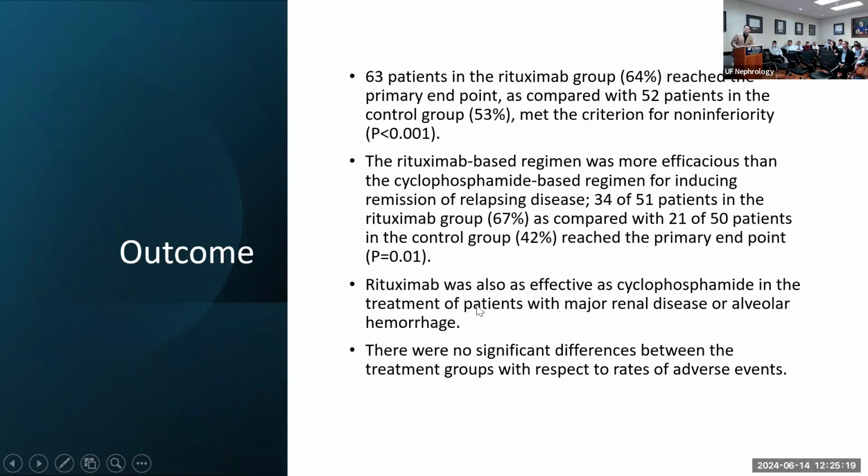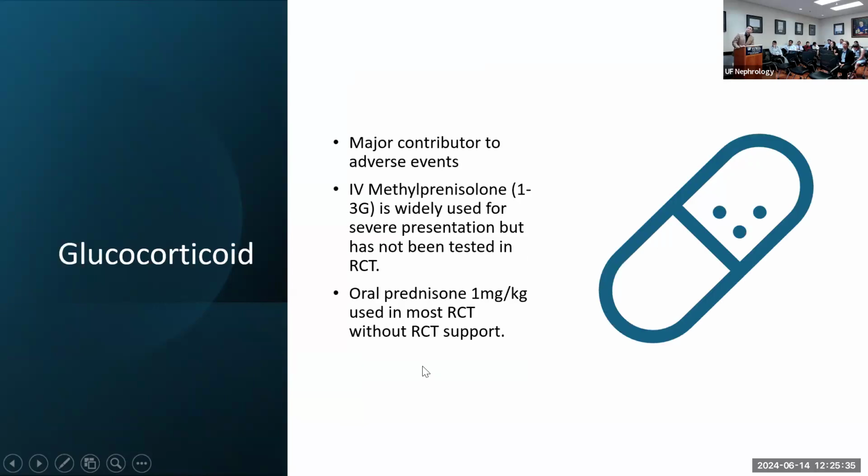Rituximab was also as effective as cyclophosphamide in treating major renal disease or alveolar hemorrhage. And there's no significant difference between treatment groups in respiratory and other adverse events. What about glucocorticoids? What was the regimen of cyclophosphamide? Sorry, I missed it, in that trial?